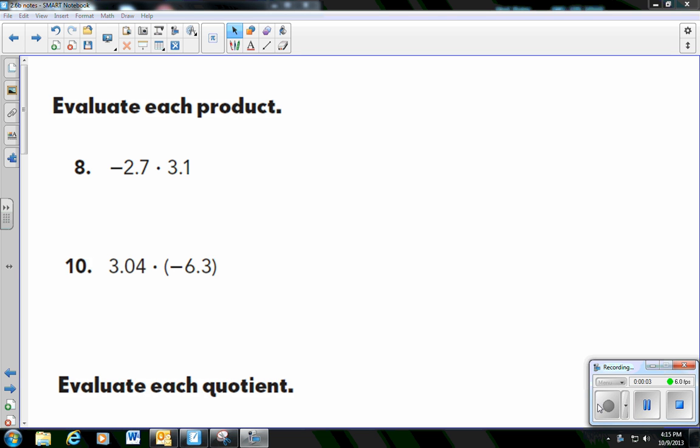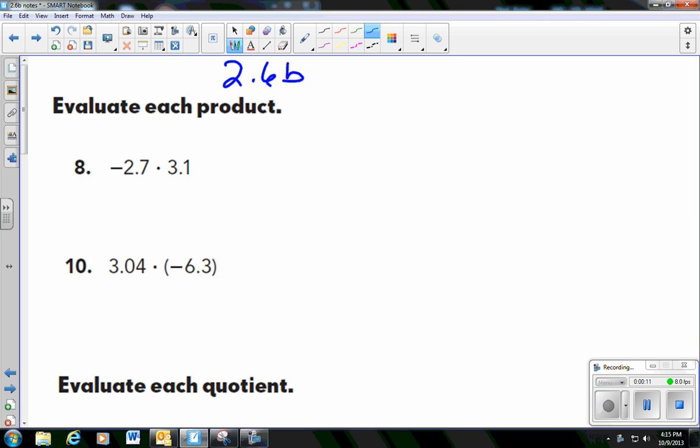This is lesson 2.6b, multiplying and dividing positive and negative decimals.